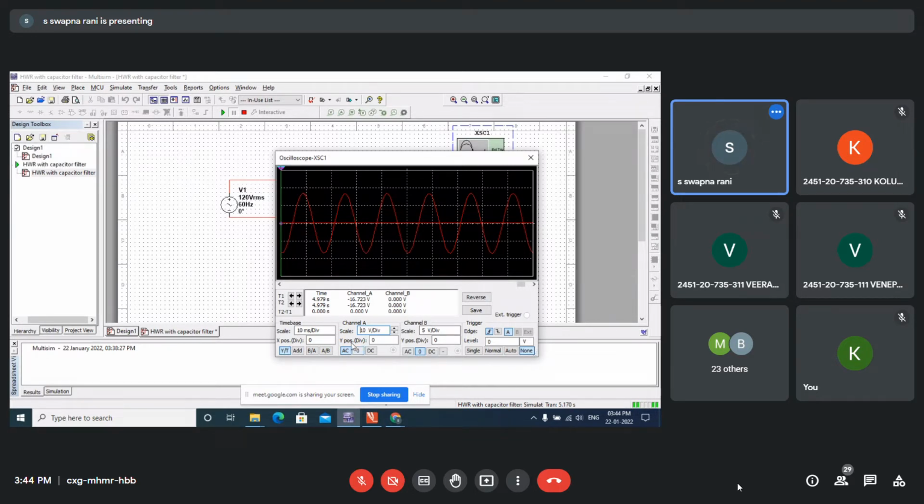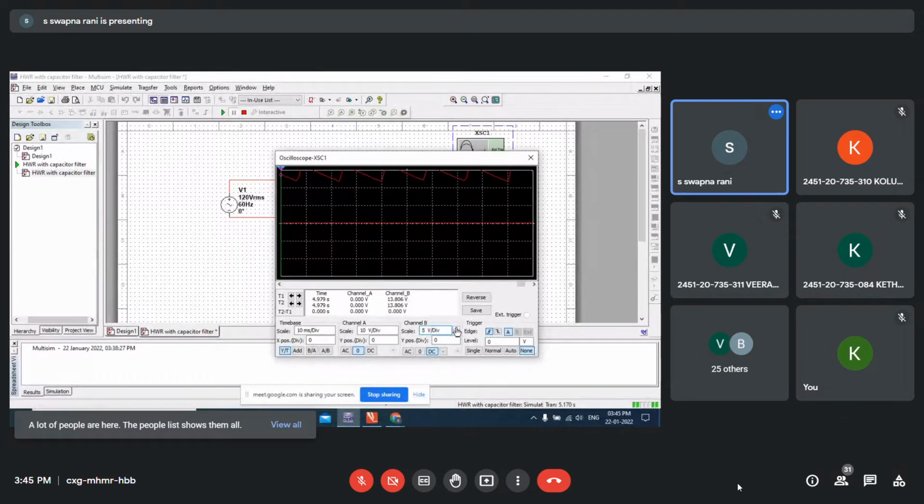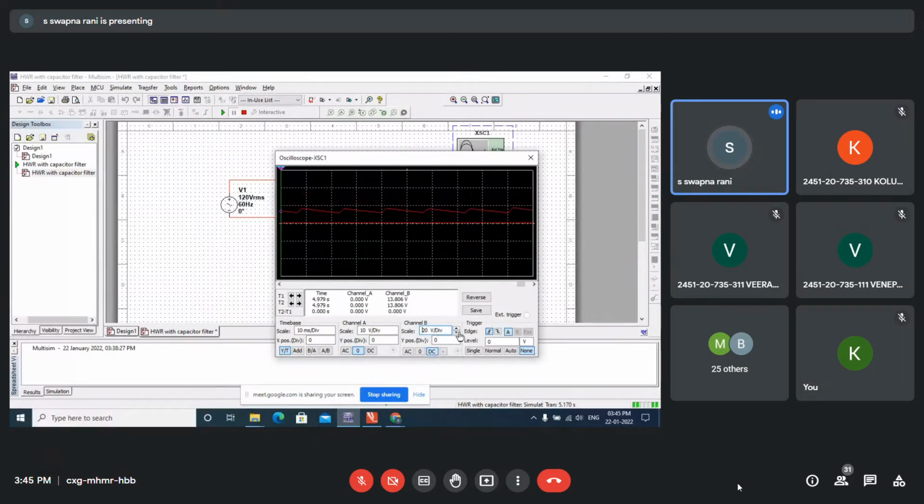And coming to the output signal, output is signal after filtering. It's not an AC signal. I am adjusting the scale such that I can see the signal completely. The signal is going beyond the screen. That is why if I put it in 20 volts or 5 volts, the signal is going beyond the screen. So therefore, I will adjust this scale to 10 volts.